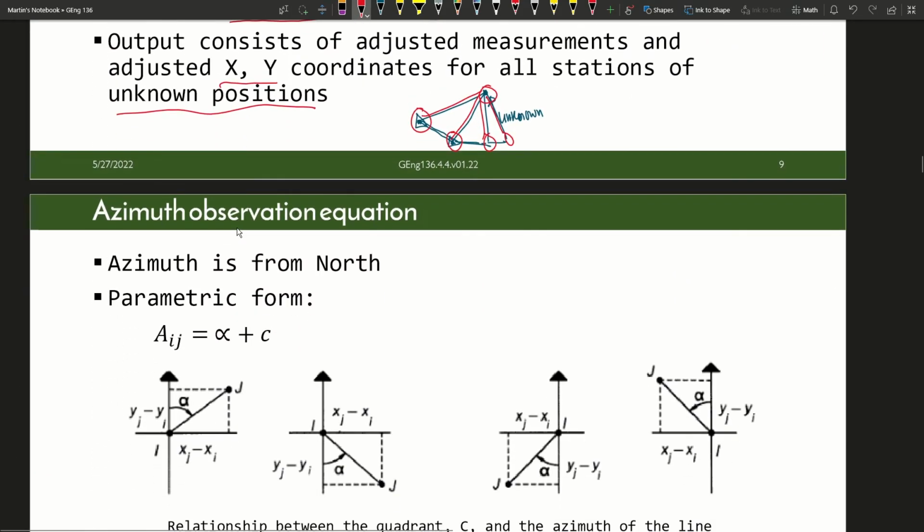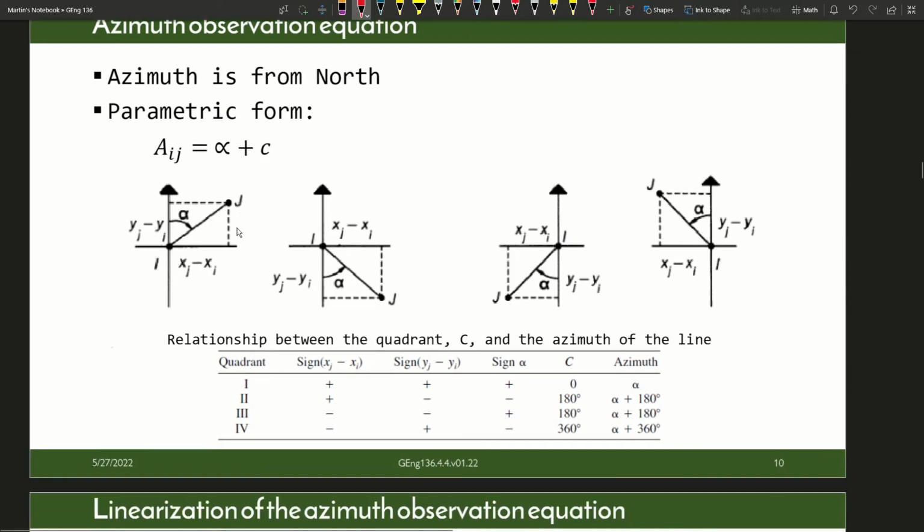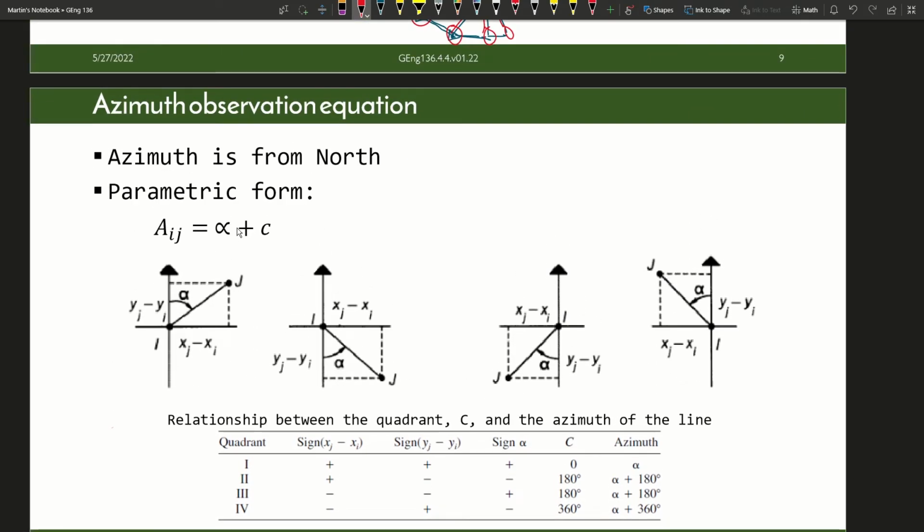So let's look into the azimuth observation equation. For the purpose of this lesson, we refer our azimuth from the north. Though in practice here in the Philippines, we lean more to the south side of our meridian. But for this exercise, for this course in general, we will refer our azimuth from north. So that's clear.